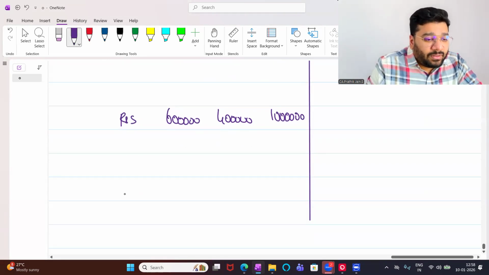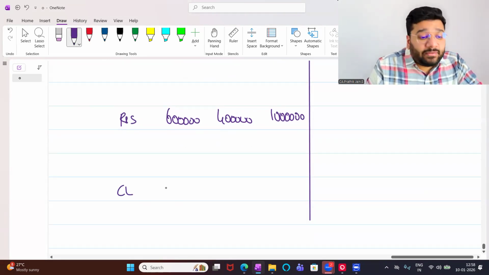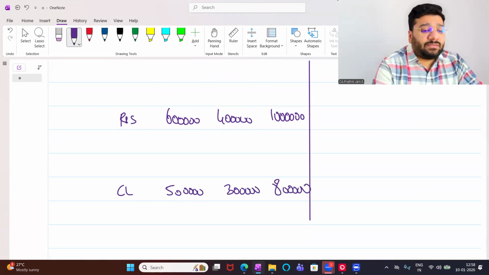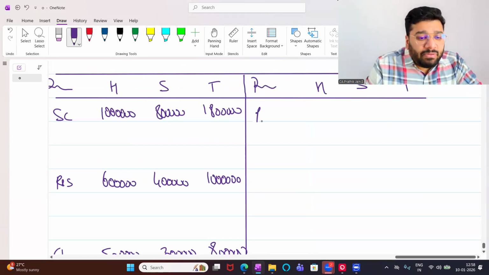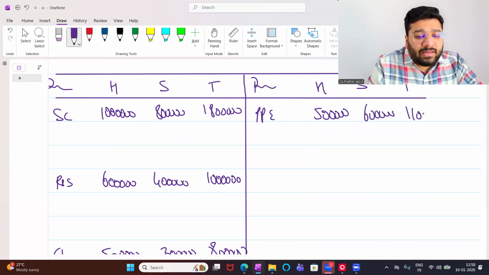Now, current liability of H Limited, 5 lakh, and S Limited, 3 lakh. The total current liability reflecting is 8 lakhs. Coming here, PP of H Limited is how much? 5 lakh. S Limited, 6 lakh. Total how much? 11 lakhs. Current asset of H Limited, 6 lakh, 9 lakh, 15 lakhs.